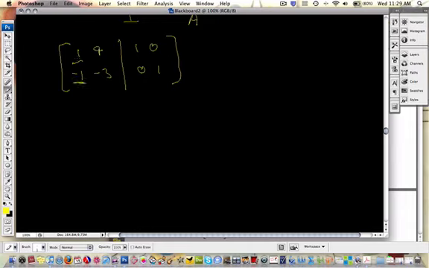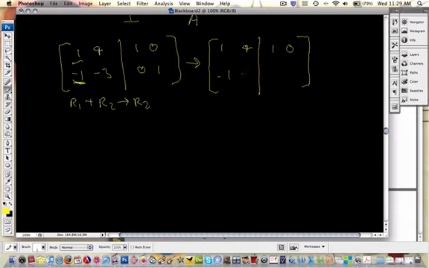Then we go to row 2 with our negative 1 here. We want to get rid of that, and the best way to do that is to add row 1 and row 2 and make that our new row 2. So my row 1 stays the same. It's 1, 4, 1, 0, and negative 1, negative 3, 0, 1. Oh, I'm sorry. The first row stays the same. The second row does not. I just rewrote that. Let's see. Erase.